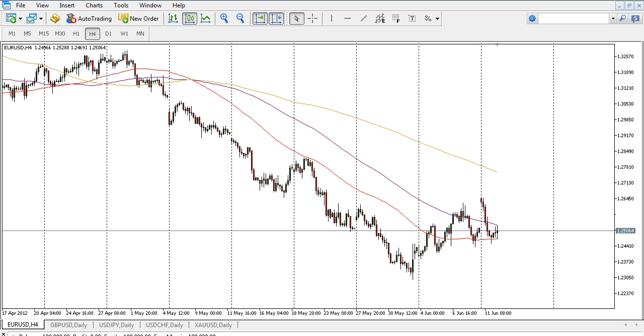What we're doing today is going through technical analysis on Euro Dollar, Cable, Dollar Yen, Dollar Swiss and Gold.